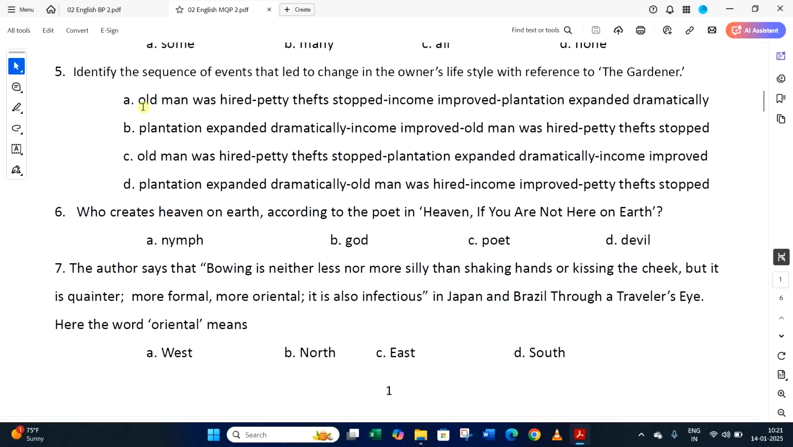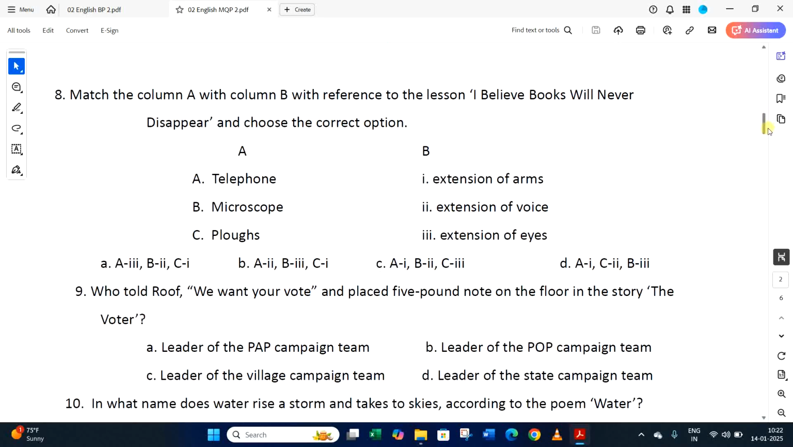You will find over here a sequence of events which is given, and we have to choose the right sequence of events which is appropriate, and then we have to tick the right marks. Then we have the next question, going to the next part.